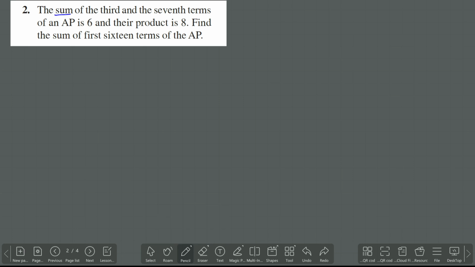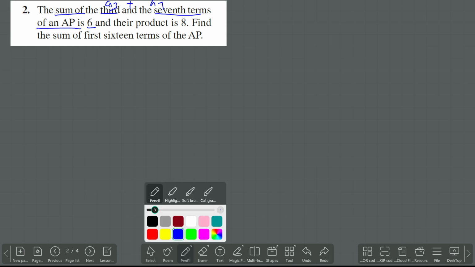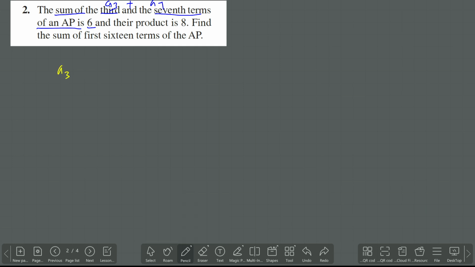Here, the sum of the third and seventh term, A3 plus A7 of the AP, is 6. What they are telling? 6. Then what will you be writing? A3 plus A7 is 6. This is my first condition.